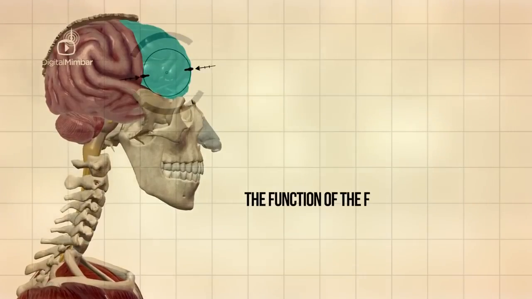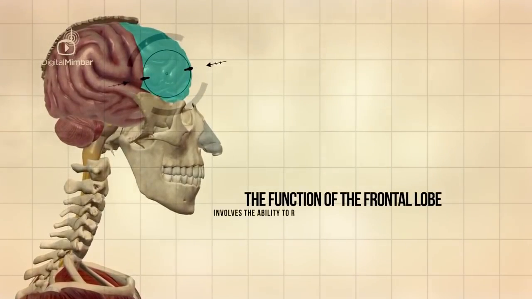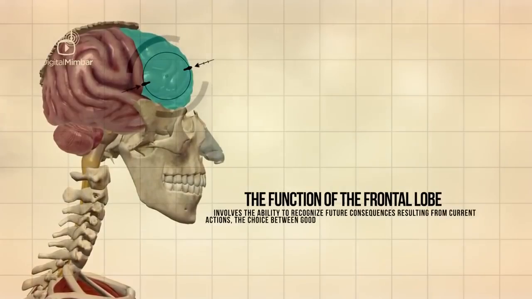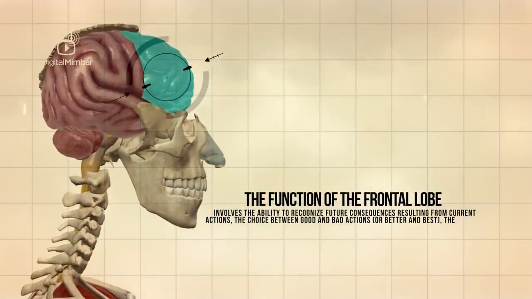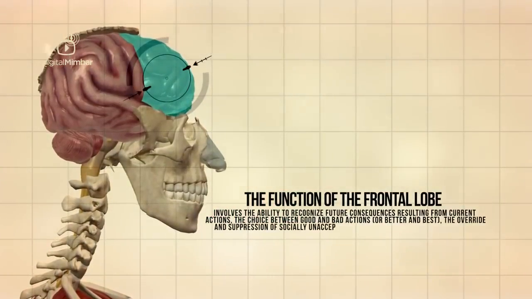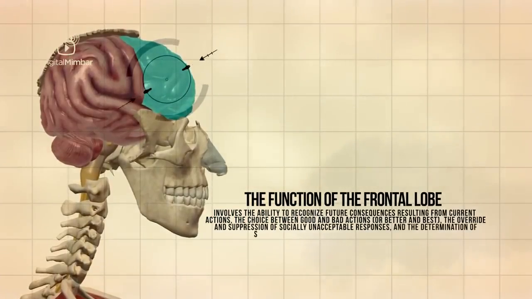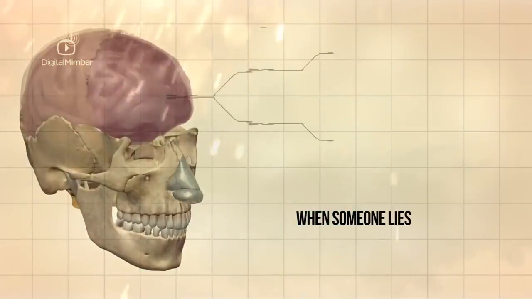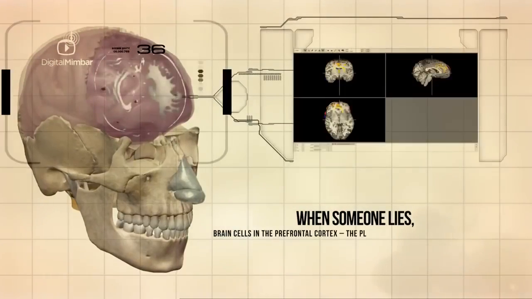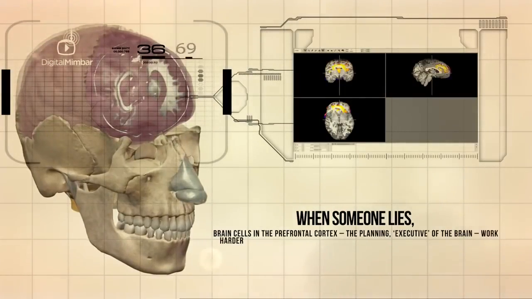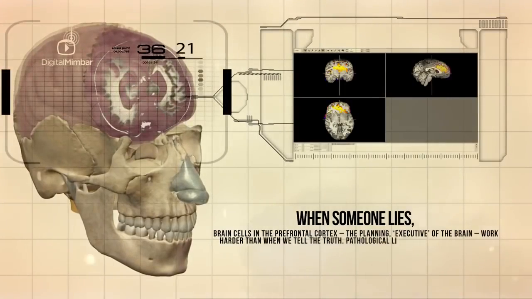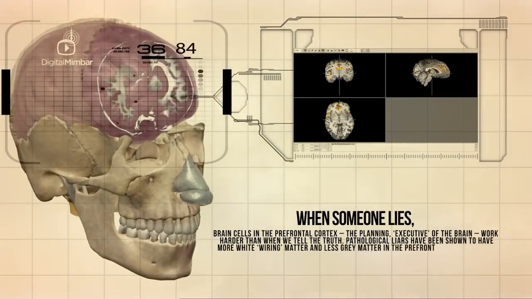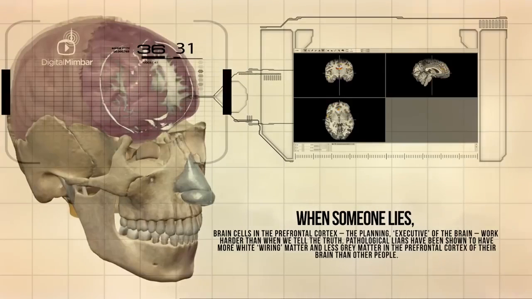The function of the frontal lobe involves the ability to recognize future consequences resulting from current actions, the choice between good and bad actions or better and best, the override and suppression of socially unacceptable responses, and the determination of similarities and differences between things or events. When someone lies, brain cells in the prefrontal cortex, the planning executive of the brain, work harder than when we tell the truth. Pathological liars have been shown to have more white matter and less grey matter in the prefrontal cortex of the brain than other people.